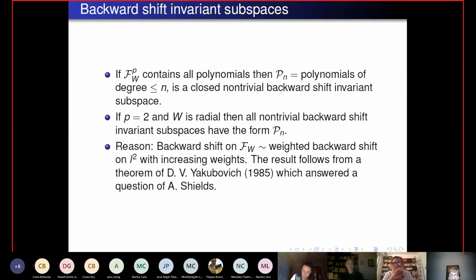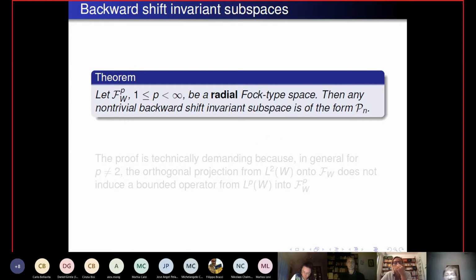weighted shifts with increasing weights have only this very small, totally ordered lattice of invariant subspaces, and translated in our context, this means nothing else than that the backward shift cannot have other subspaces than these P_n, polynomials of degree n. It so happens that if the weight is radial, then you can do the same thing for all p's.